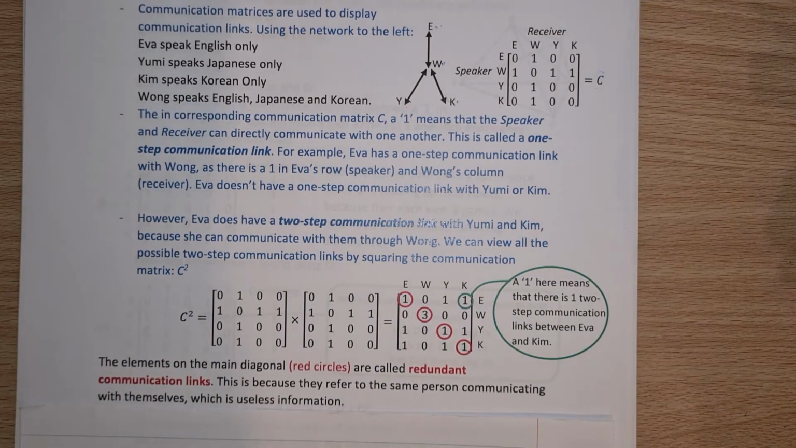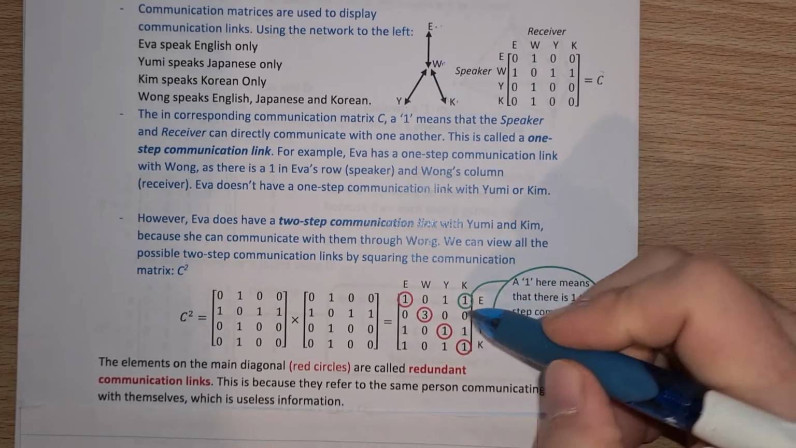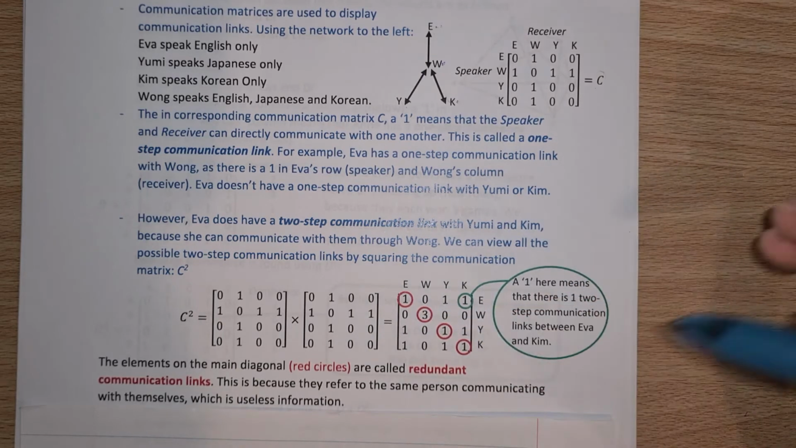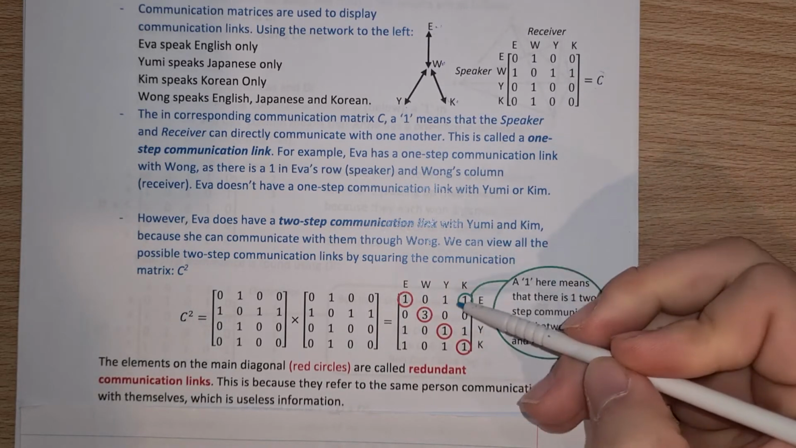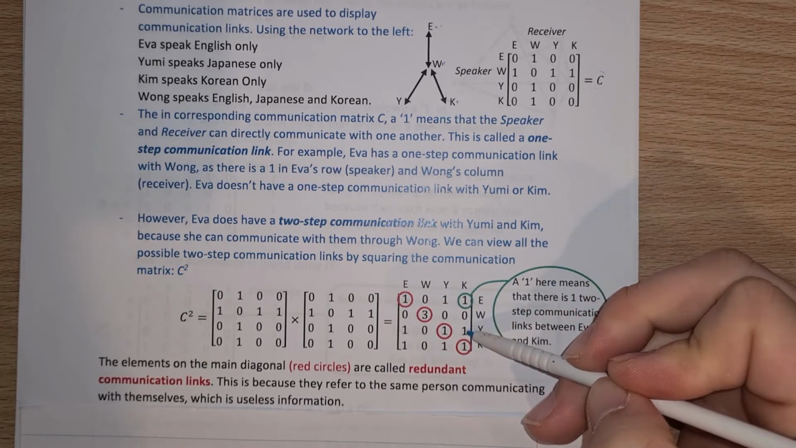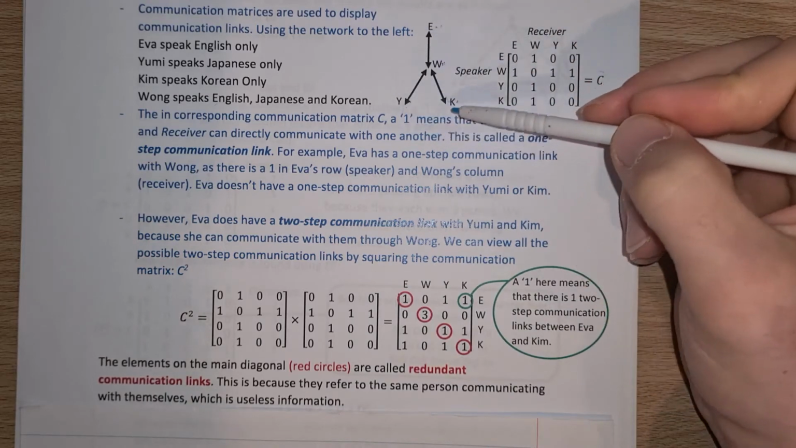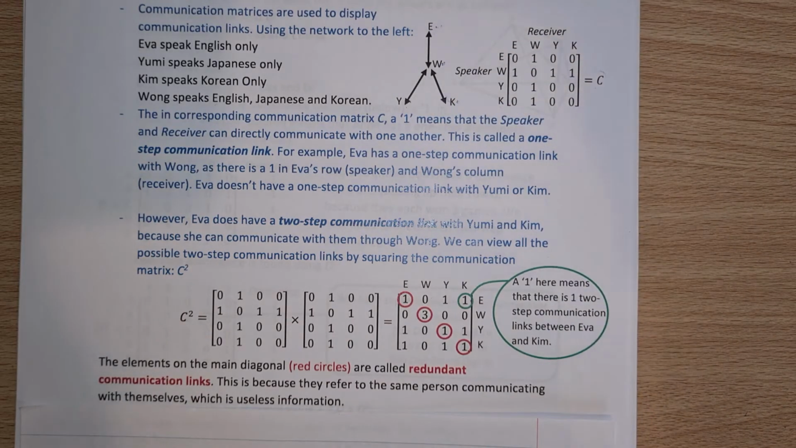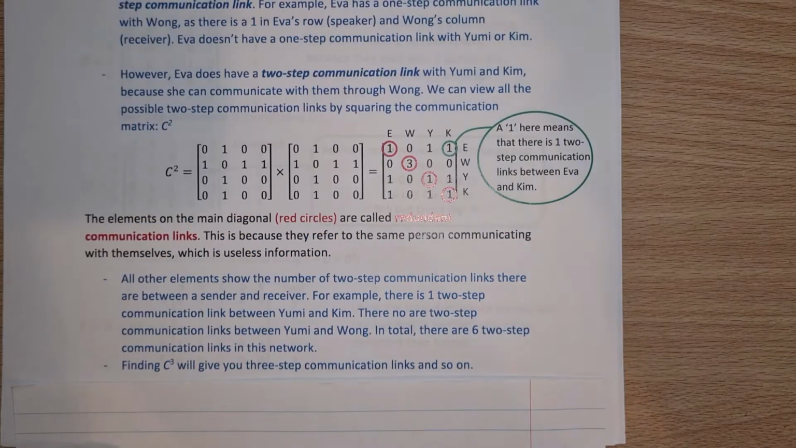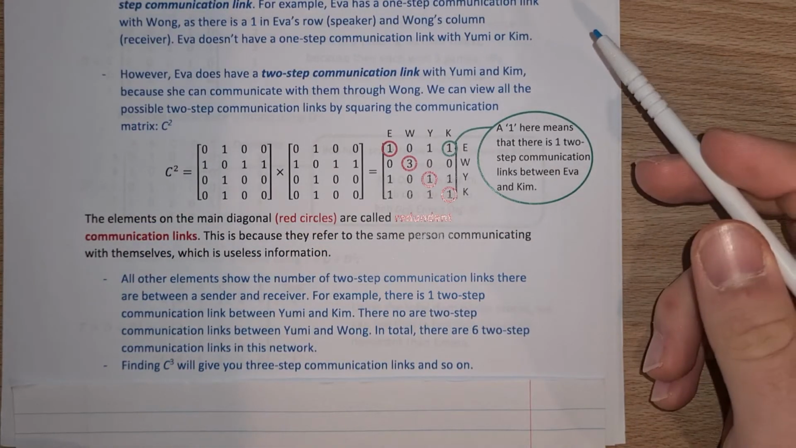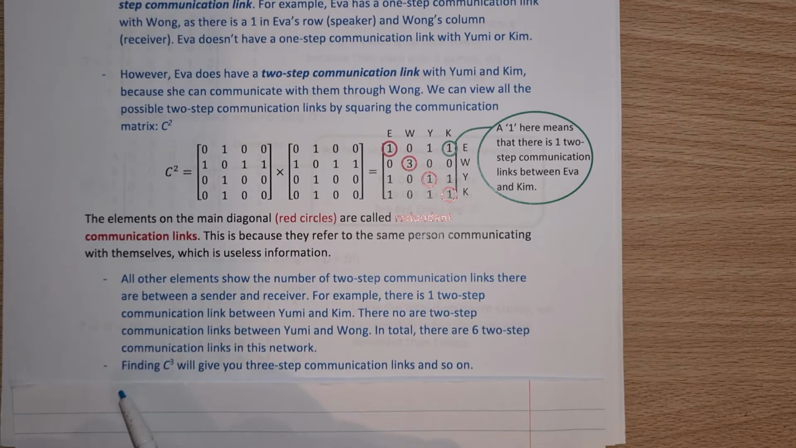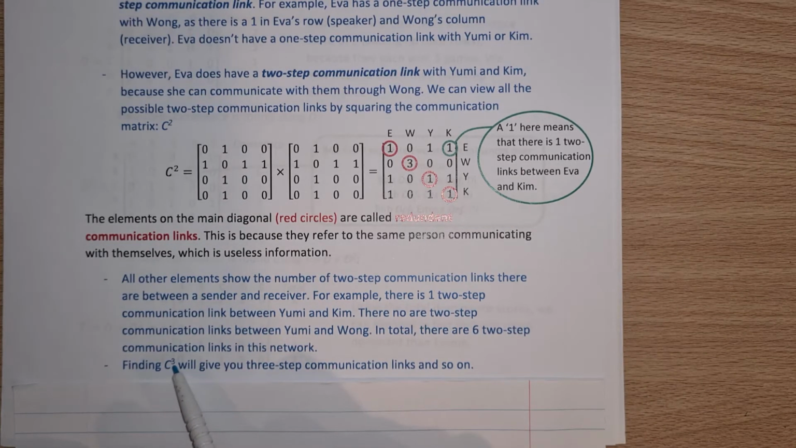Another piece of important information that this 2-step communication link matrix gives us is, if we're ignoring the redundant links, what we can do is add up all the other ones. So we've got 1, 2, 3, 4, 5, 6. So that tells us in this communication matrix, there are 6 two-step communication links in there. It won't be important for this particular network, but if you wanted to find 3-step communication links, you find C to the power of 3. 4-step communication links would be C to the power of 4, and so on.